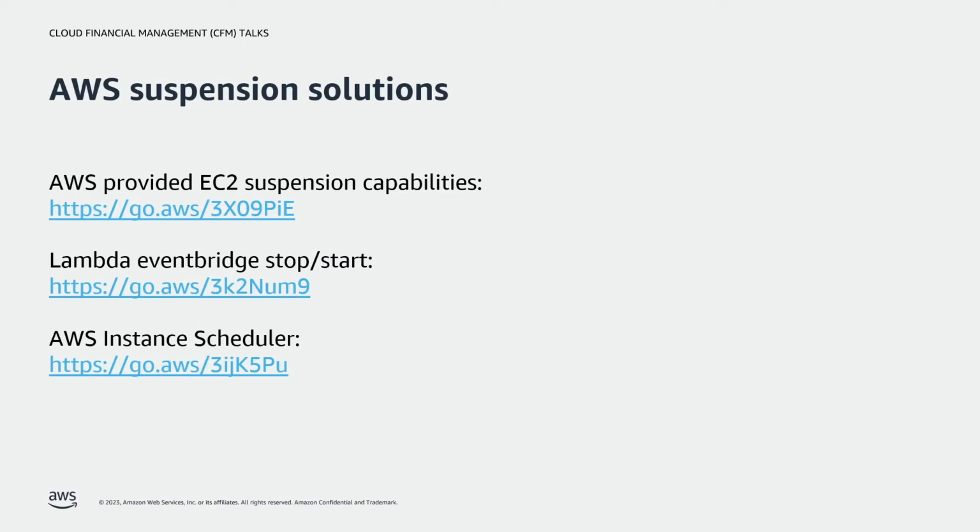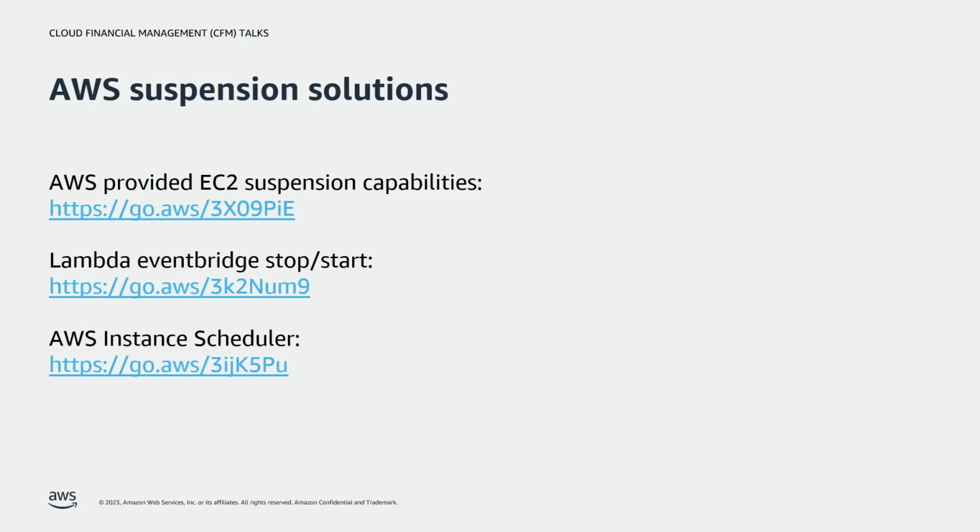Here are 3 suspension solutions you can use today if you want to turn off workloads, nights, weekends, or in between engineering activities. Here are 3 great products. There's AWS provided EC2 suspension capabilities, there's Lambda EventBridge, and there's a product called AWS Instance Scheduler. These are 3 great products you can use to implement to turn servers off and save significantly. I'm going to leave this up for a couple more seconds so people can bookmark or screenshot whatever the URL is here.